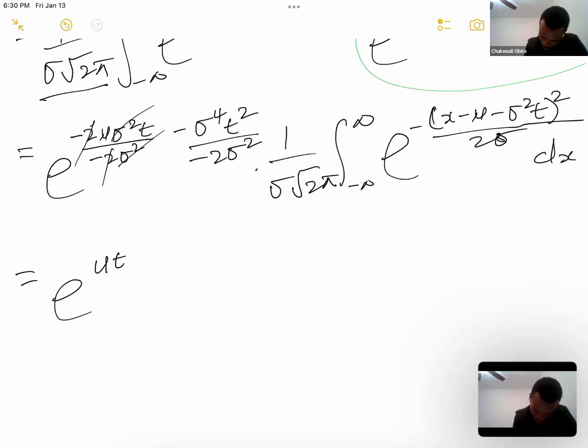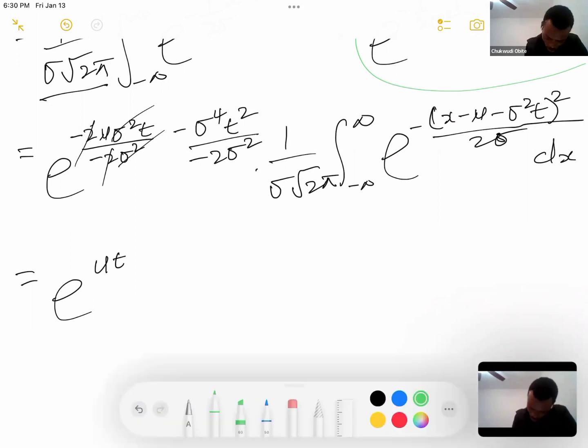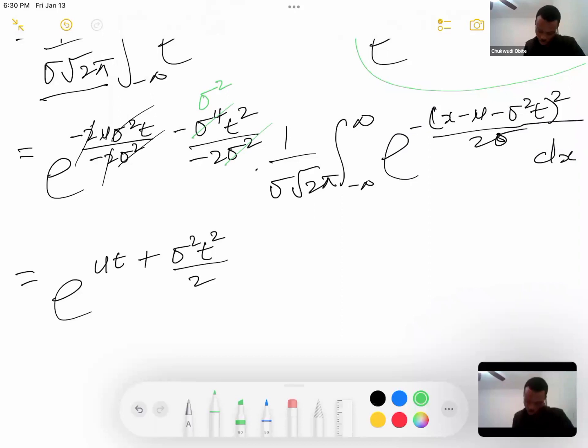If I do the same, let me change the color. If I do the same to this, sigma squared will cancel out. Sigma squared will cancel sigma to the 4. I'll be left with sigma squared. The minus will cancel the minus, so I'll have plus sigma squared t squared all over 2. This minus will cancel this minus, giving me plus.